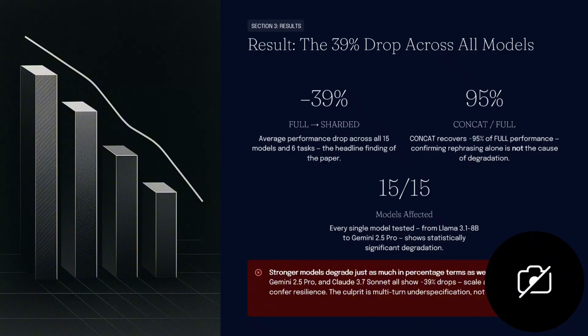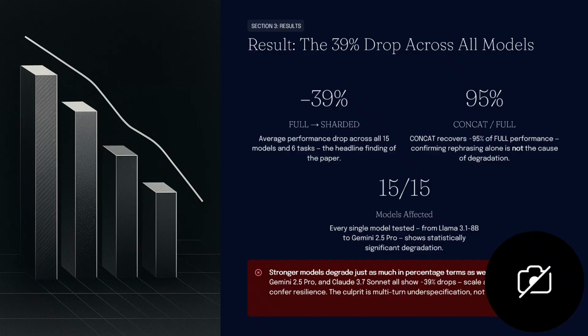Let's get into results. The headline is confirmed at scale. Every one of the 15 models tested shows statistically significant degradation in the sharded condition. The average drop is 39%. Critically, Concat recovers about 95% of full performance. That's the control condition ruling out rephrasing as the cause.